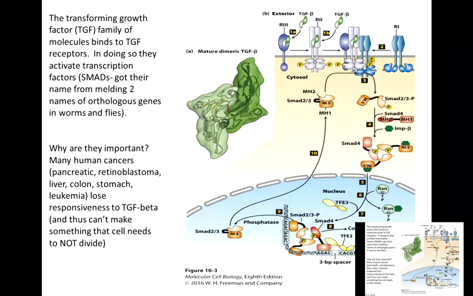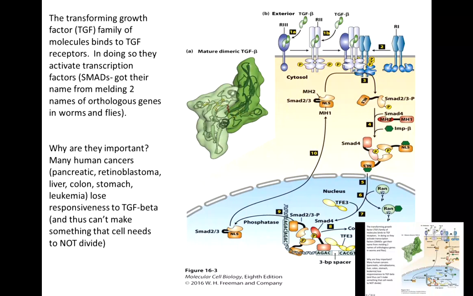Again, why am I talking about this? There are all kinds of human cancers: pancreatic cancer, retinoblastoma, liver cancer, colon cancer, stomach cancer, leukemia, and they lose responsiveness to TGF-beta. They stop responding to this signal, and this signal has to arrive on cells for the cells to not divide. So if TGF-beta signaling stops, the default will be that cells will go ahead and divide.